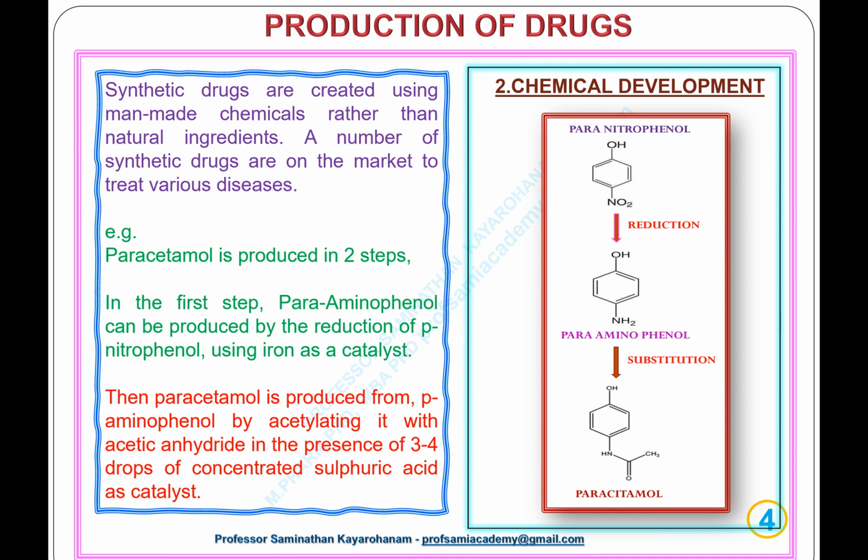For example, paracetamol is produced in 2 steps. In the first step, p-aminophenol can be produced by the reduction of p-nitrophenol, using iron as a catalyst. Then paracetamol is produced from p-aminophenol by acetylating it with acetic anhydride in the presence of 3-4 drops of concentrated sulfuric acid as catalyst.